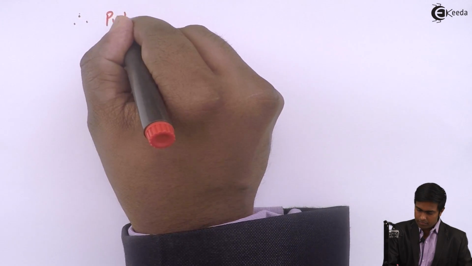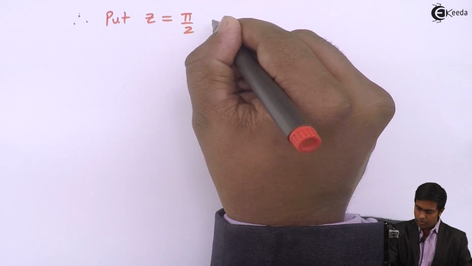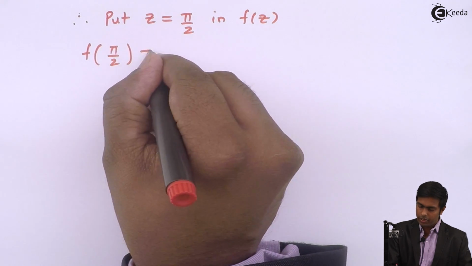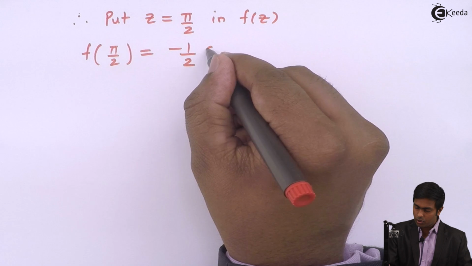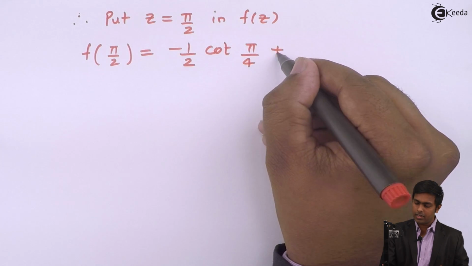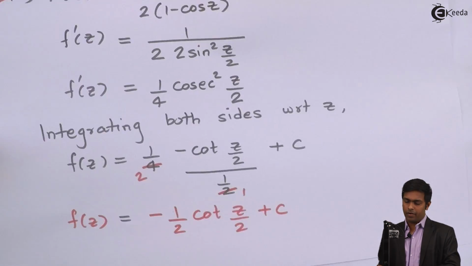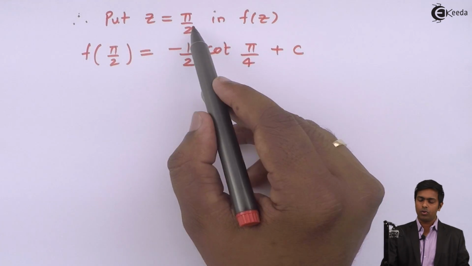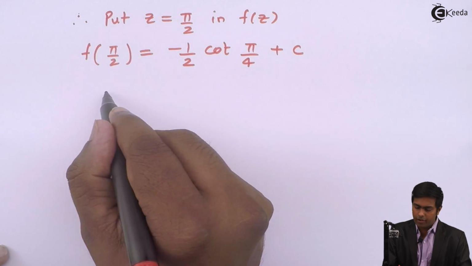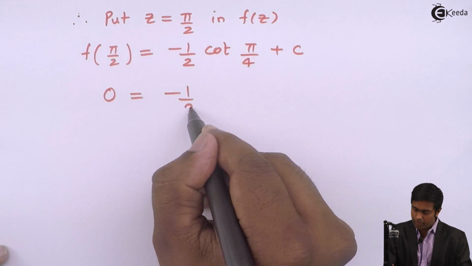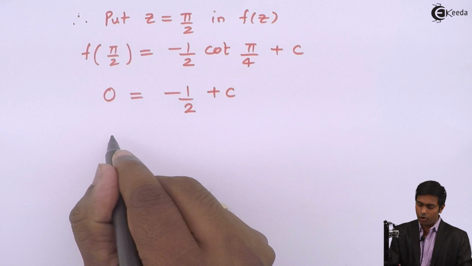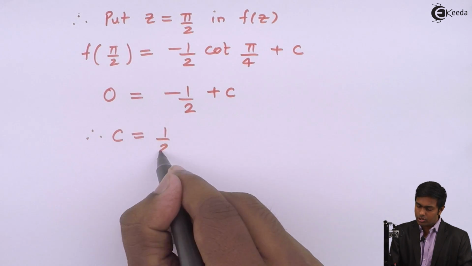Therefore, put z equal to pi by 2 in f of z. So we will get f of pi by 2 equal to minus 1 by 2 cot of pi by 4 plus c. Now here we have z by 2, so z is pi by 2, upon 2 will become pi by 4. Now the value of f of pi by 2 is given as 0 in the question. This is minus 1 by 2, and the value of cot of pi by 4 is also 1, plus c. So from here we get the value of c as positive half.